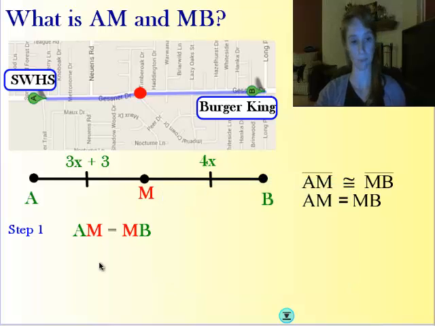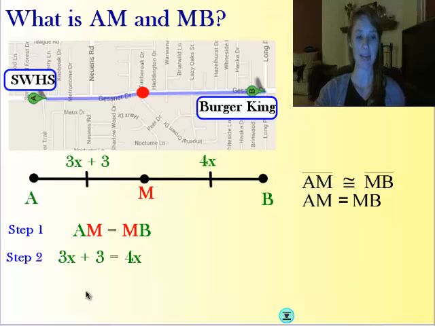My next step, I can plug in the expressions that are given for the lengths of each of the line segments. AM has the length 3x plus 3. It's an expression with variable x. And so does MB. It's an expression with variable x given by length 4x. So I'm just going to plug in those expressions in place of the line segments. Great. Now I can solve for x.